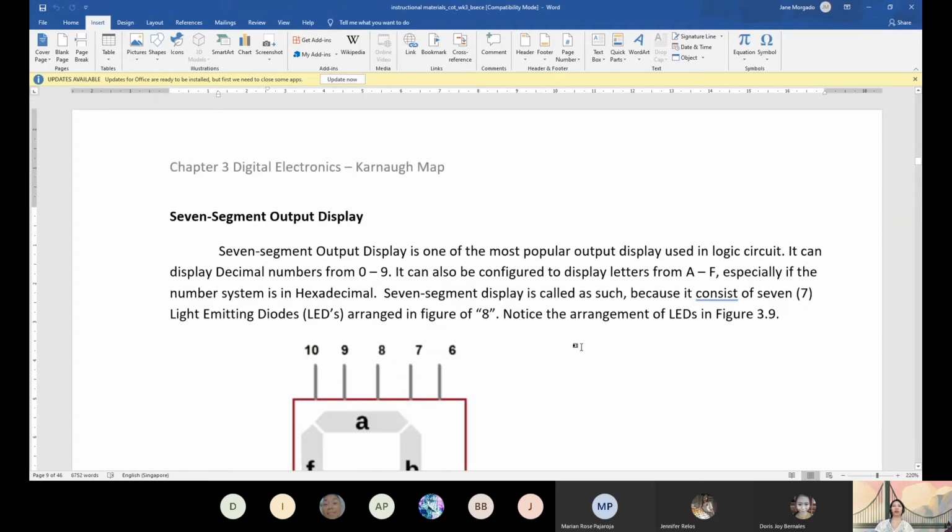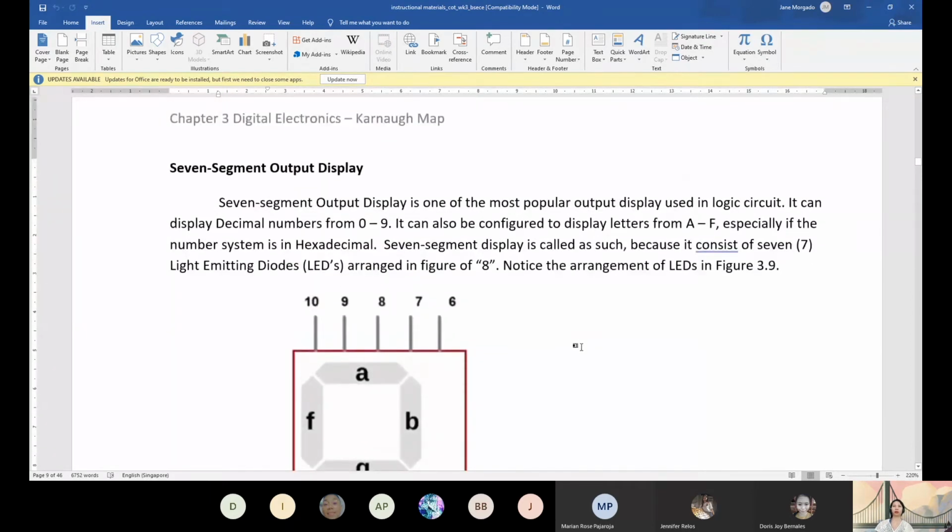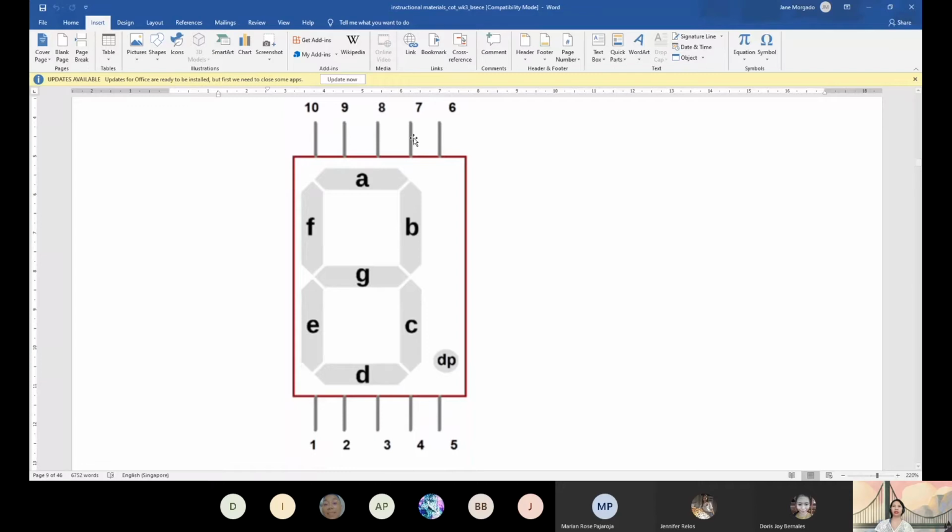So let's proceed with 7-segment output. Have you seen this? This is called 7-segment displays. It usually displays numbers from 0 to 9. You can also configure it such that it will have an output A to F, to represent hexadecimal display.